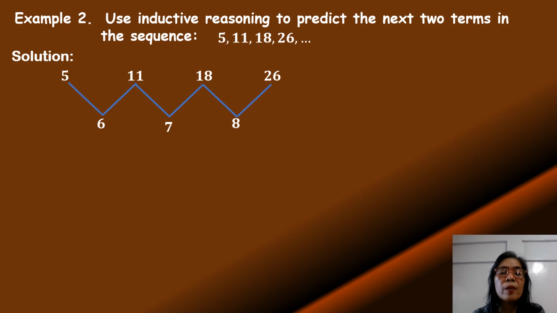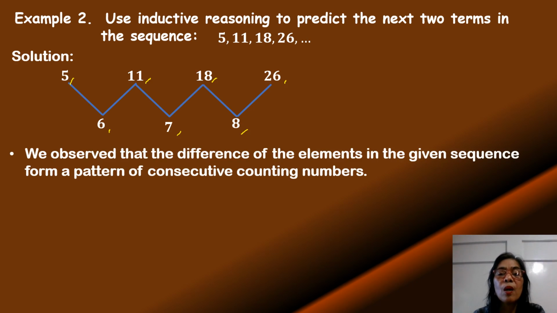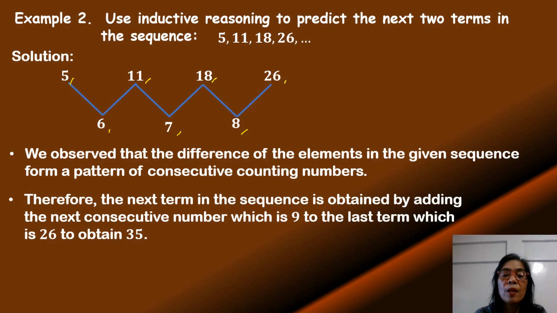Or we can observe in here that if 6 is added to 5, it gives us 11. 7 is added to 11, it gives us 18. 8 is added to 18, it gives us 26. Okay, so we have observed that the differences of the elements in the given sequence form a pattern of consecutive numbers. Therefore, the next term in the sequence is obtained by adding the next consecutive number in the difference, which is 9, to the last term, which is 26.